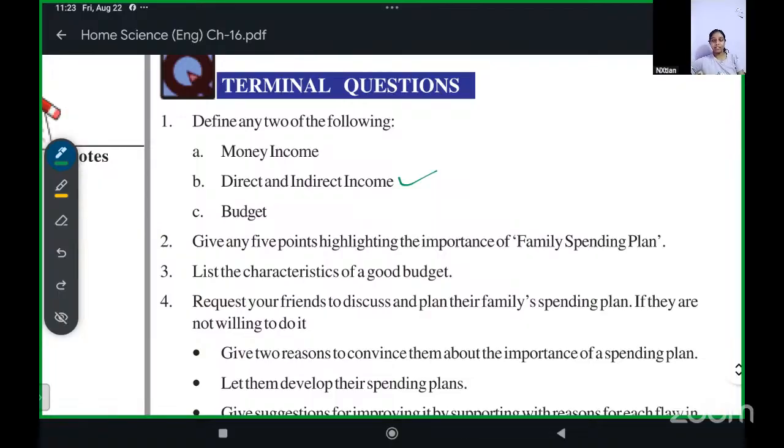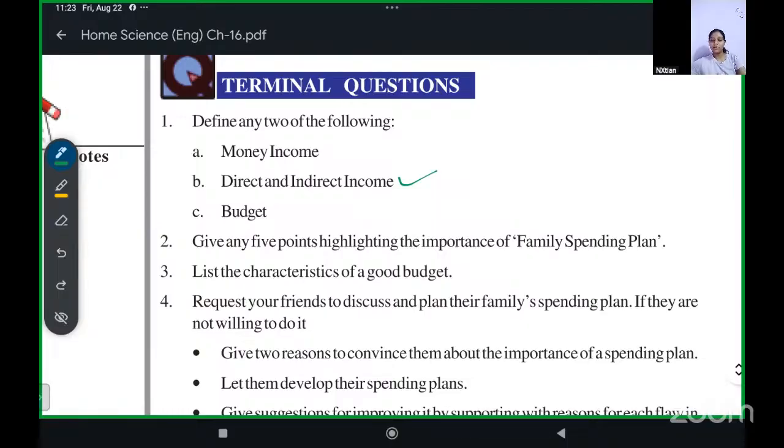Indirect income is the income that you are getting from other sources of earning, such as a small business, tuition classes that you're doing, or a part-time job. They are all indirect income. Direct is your main source.